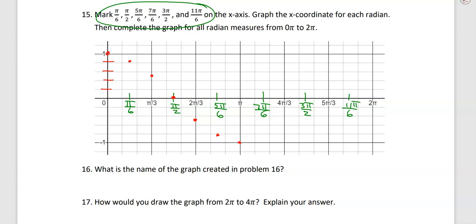At 7 pi over 6, the answer is negative 0.87. At 4 pi over 3, we're at negative 0.5. At 3 pi over 2, we're at 0. At 5 pi over 3, we're at 0.5. At 11 pi over 6, we're at 0.87. And at 2 pi, we are back up to 1 again. So the graph is not linear. Actually, it's curved.